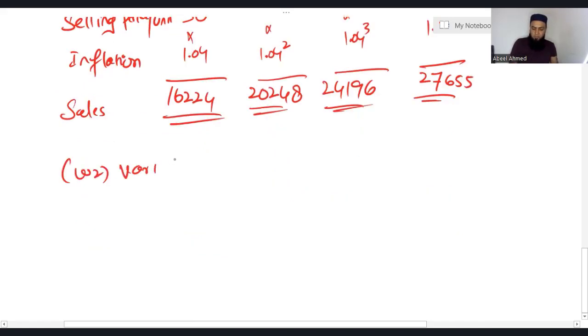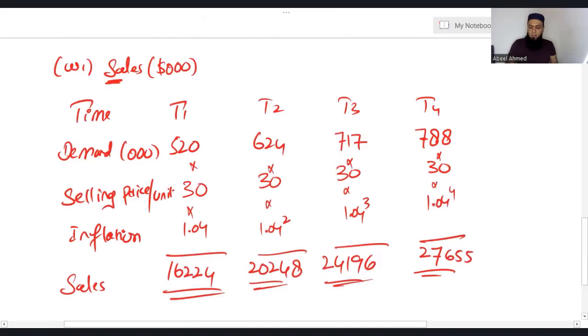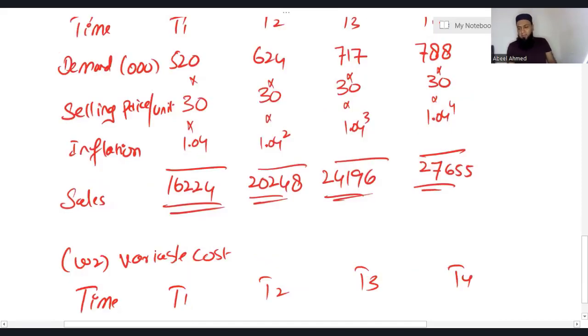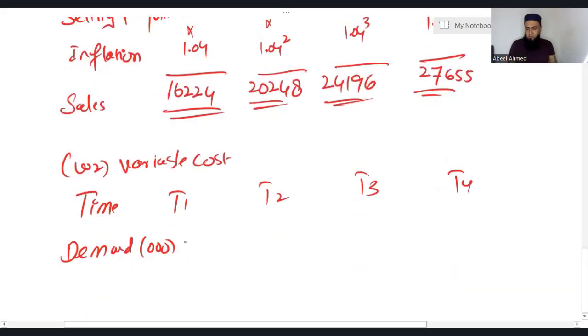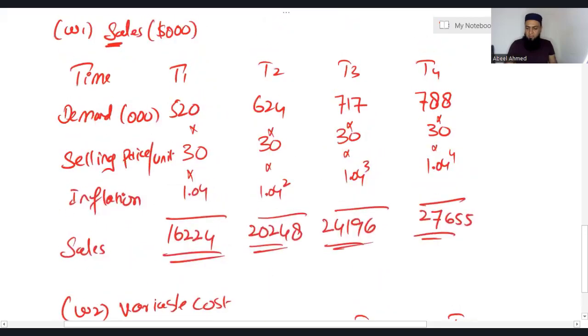Working 2 is variable cost. Time: T1, T2, T3, and T4. Demand, obviously it is the same. It's the first question, so I'm not solving it on Excel, but a few questions we'll be solving on Excel. In Excel, you can use the copy paste option, but right now we are solving them manually. 520, 624, 717, and then we have 788.